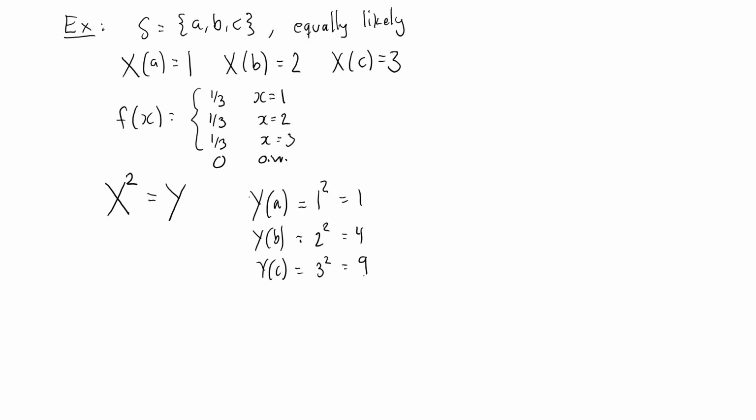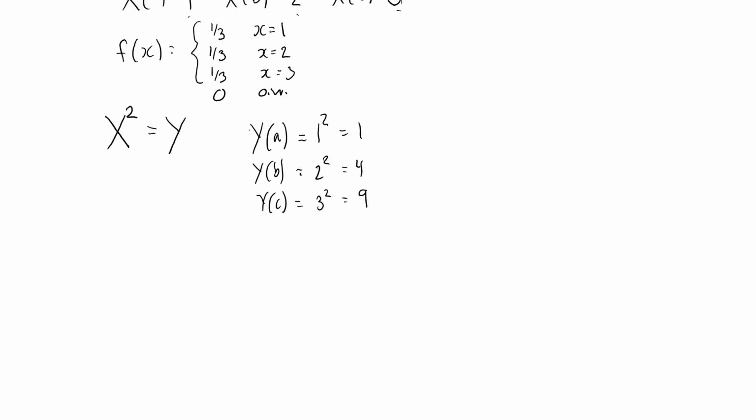So you can see the principle is pretty straightforward. Just go through every possible outcome of x, 1, 2, and 3. Plug each outcome into a function, g of x, which is x squared, and that will give you the possible outcomes of Y. We can also derive the probability mass function of Y.